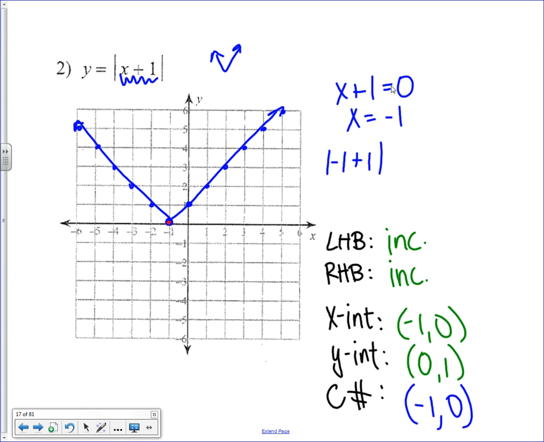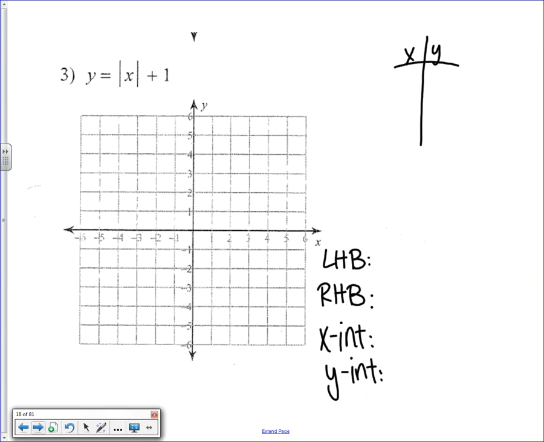Number 3 makes you nervous? Let's see if I have number 3 up here. Is everybody good with this? Yeah? Good? It is number 3.